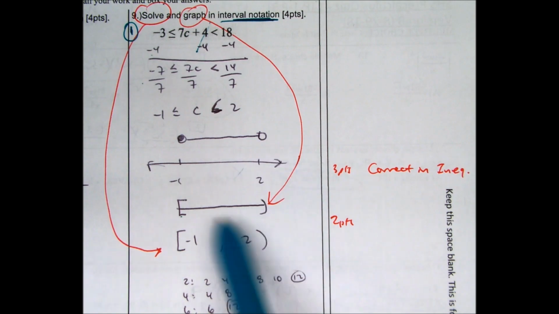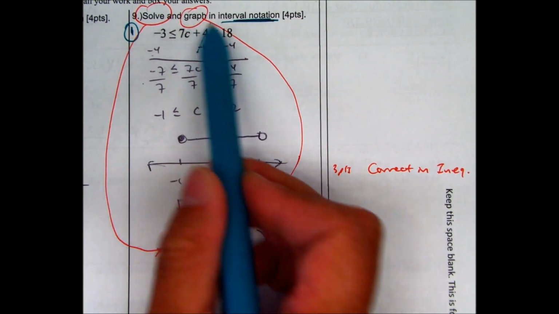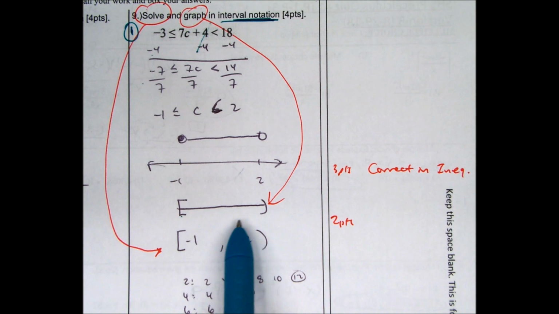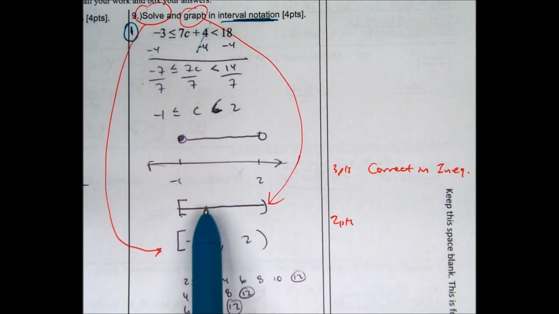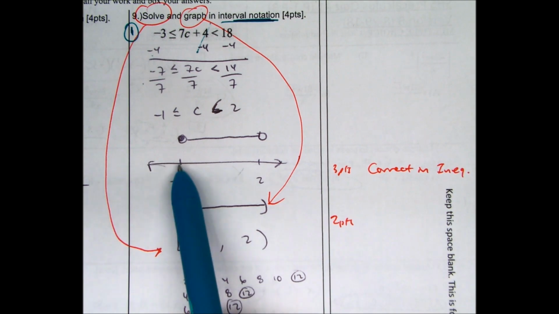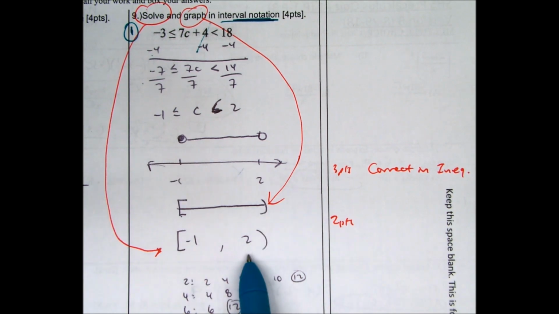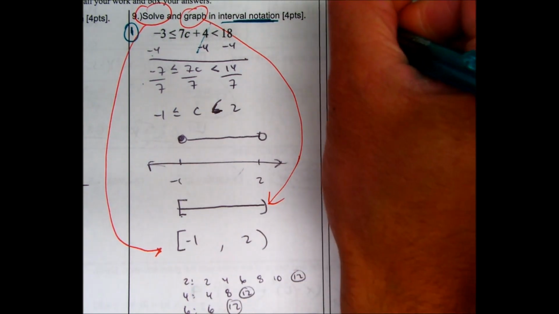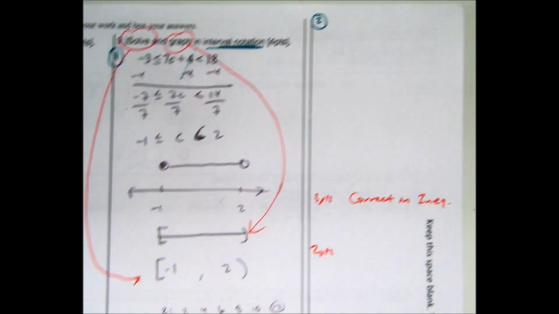Closed circles are brackets, open circles are parentheses. This is your graph. So I was trying to show you. So maybe you only had the graph, I took off a point, or let's just say you got the rest of it right and you didn't solve it. Bracket, negative 1, 2.